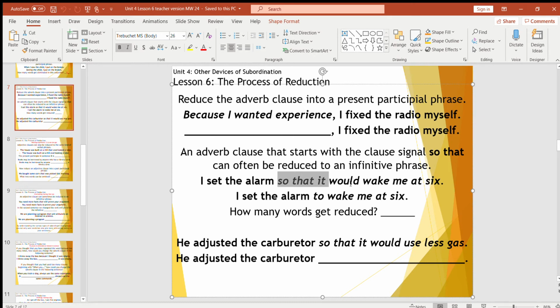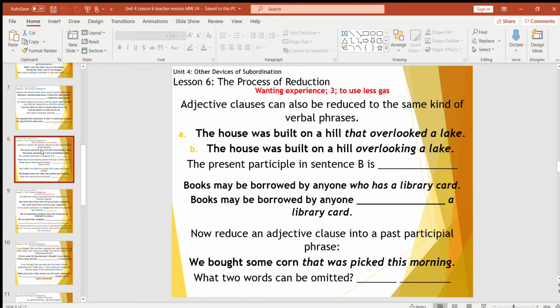So then he adjusted the carburetor so that it would use less gas. If we wanted this to become an infinitive phrase, he adjusted the carburetor to what? To use less gas, right? It cuts out 4 different words there. To use less gas.